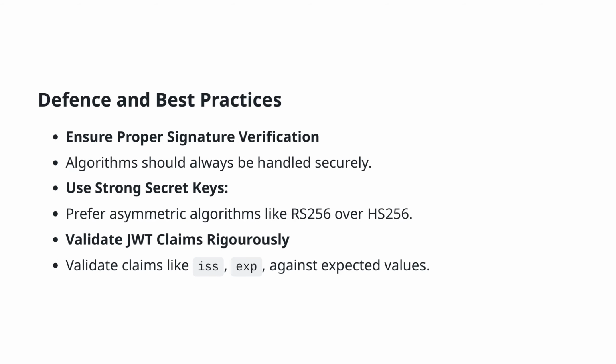In this slide, we focus on defense strategies and best practices for handling JSON Web Tokens, or JWTs, securely. First, it's paramount to ensure proper signature verification. Any algorithm chosen must be implemented securely to avoid vulnerabilities. Prefer using strong secret keys and consider asymmetric algorithms like RS256 over HS256, as they offer enhanced security benefits. Additionally, validate JWT claims rigorously. Parameters such as the issuer, iss, and expiration, exp, should always be cross-checked against expected values to prevent unauthorized access or token misuse. These best practices are essential to maintaining the integrity and security of JWTs in any application.